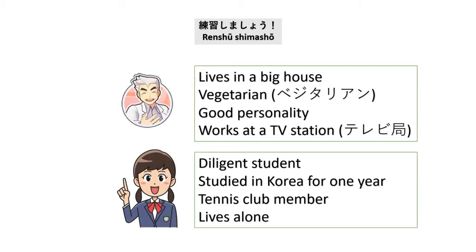Okay, so these are the other examples. So we're going to say, I suppose, and so on. I suppose he is rich. Okay? I suppose he is vegetarian. I suppose he has good personality, etc.